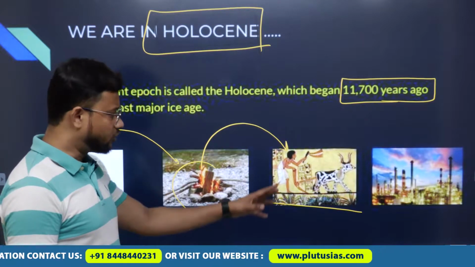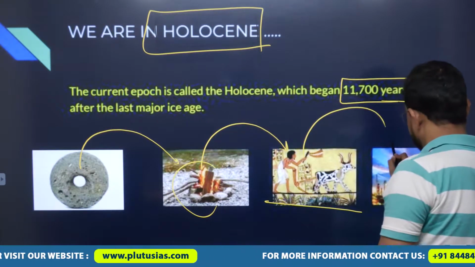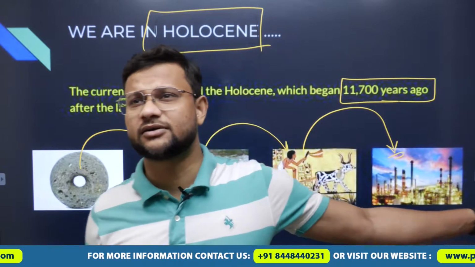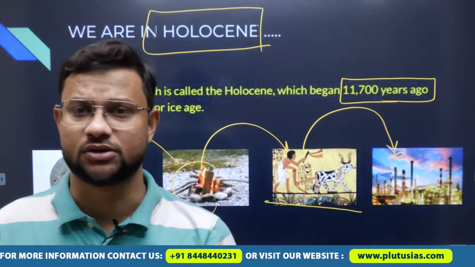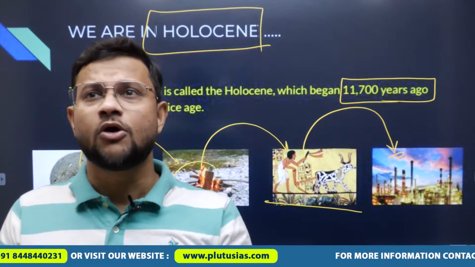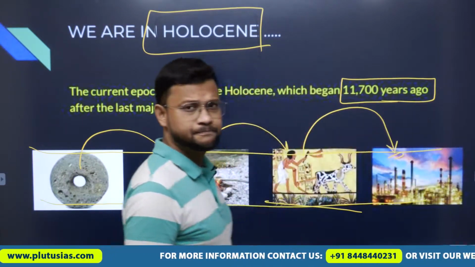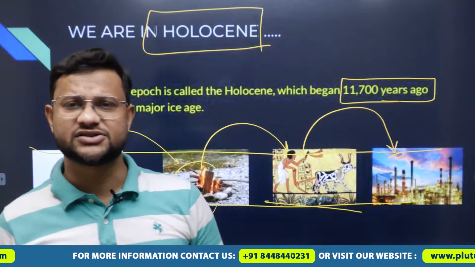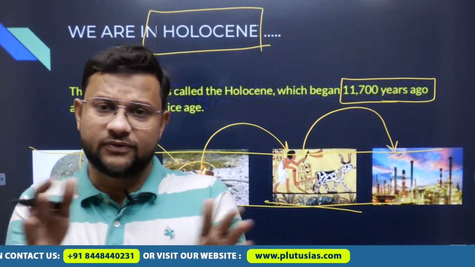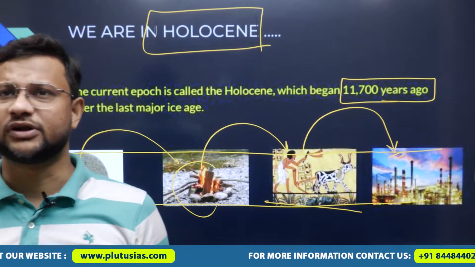Then around 8,000 years ago, the next phase in human evolution finally came out, that is the industrial revolution, from where we consider modern civilization. So Holocene has this many things. The Holocene started after the ice age. In the Pleistocene there were 4 ice ages, and then the era that finally comes in is the Holocene epoch.